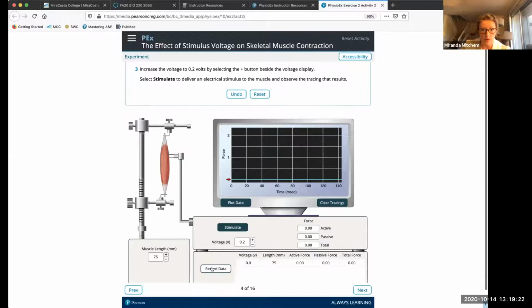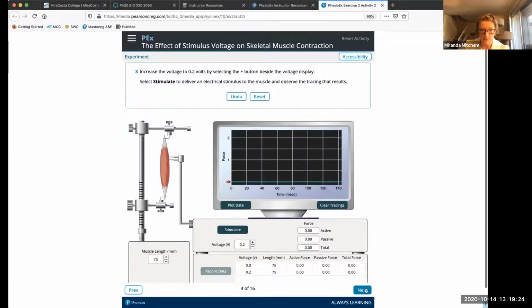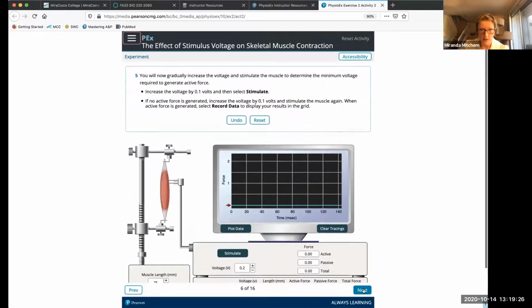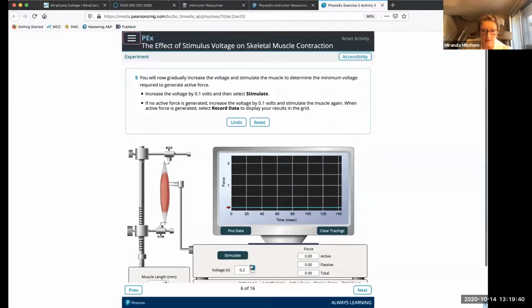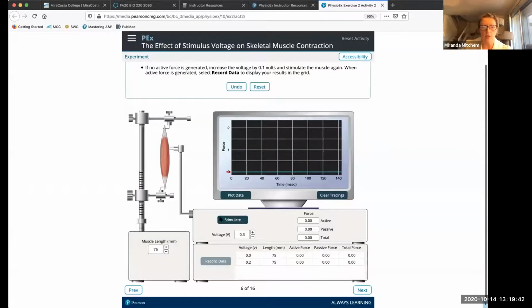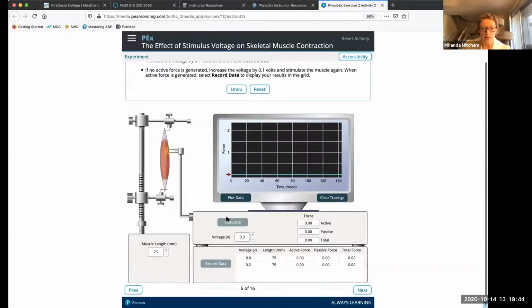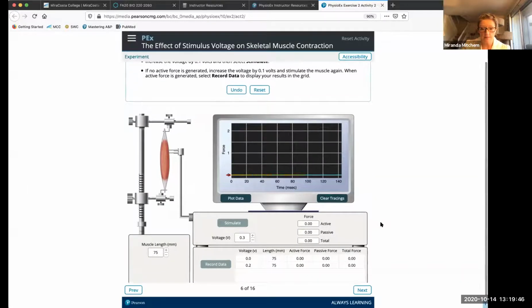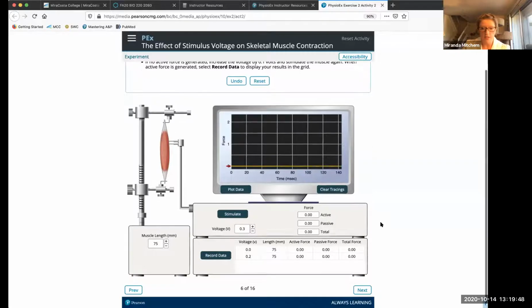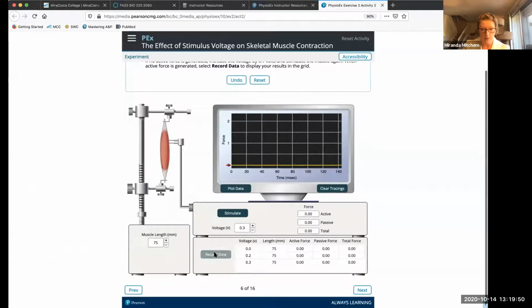We're going to record our data. And what we're going to do next is increase the voltage that's used to stimulate the muscle so we can figure out the minimum voltage that's needed. It tells us to increase it by 0.1 at a time. So let's do that. Now we're up to 0.3 and we're going to hit stimulate. There it goes. It didn't do anything again. Record data.